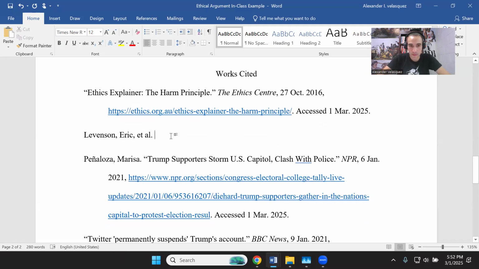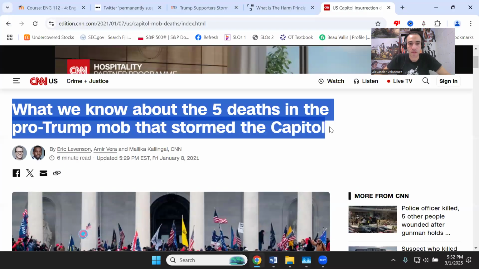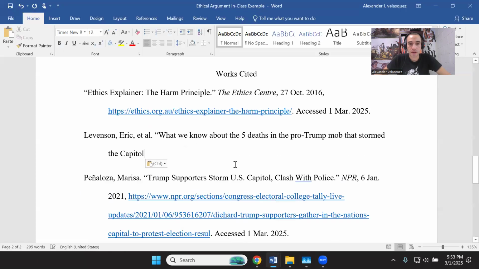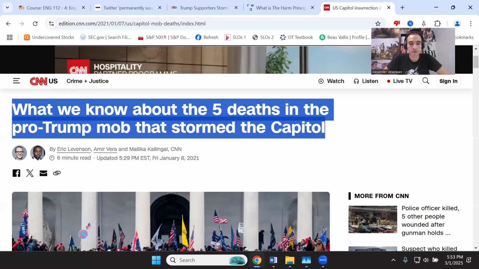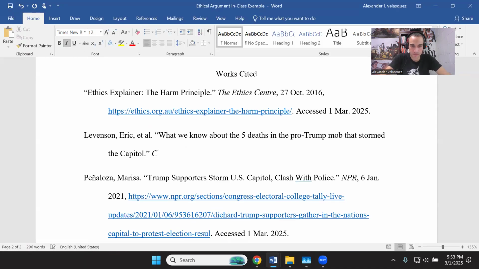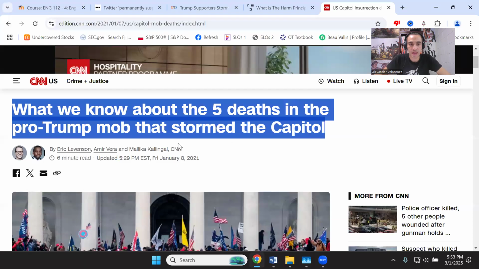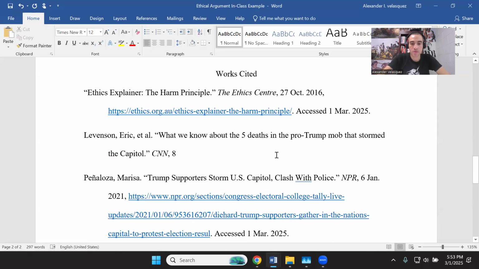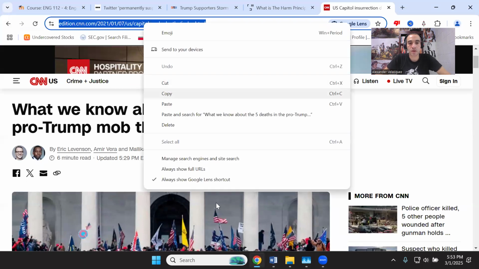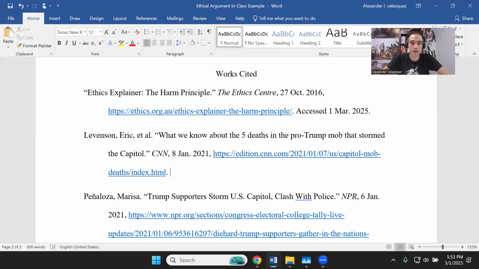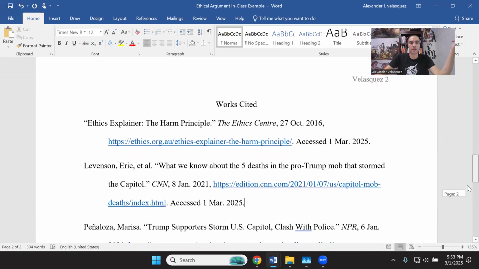And then we're going to put, again, the name of the article, What We Know About the 5 Deaths. Okay, let's copy and paste this. Then we're going to put a period, comma, period and close quote. Source, CNN. So we're going to put CNN, comma. Next is the date it was written. This was written January 8, 2021. So we're going to put 8 January 2021, and then comma. We're going to copy and paste the URL, period, and then accessed 1 March 2025. Okay, so this is what my works cited page looks like so far.